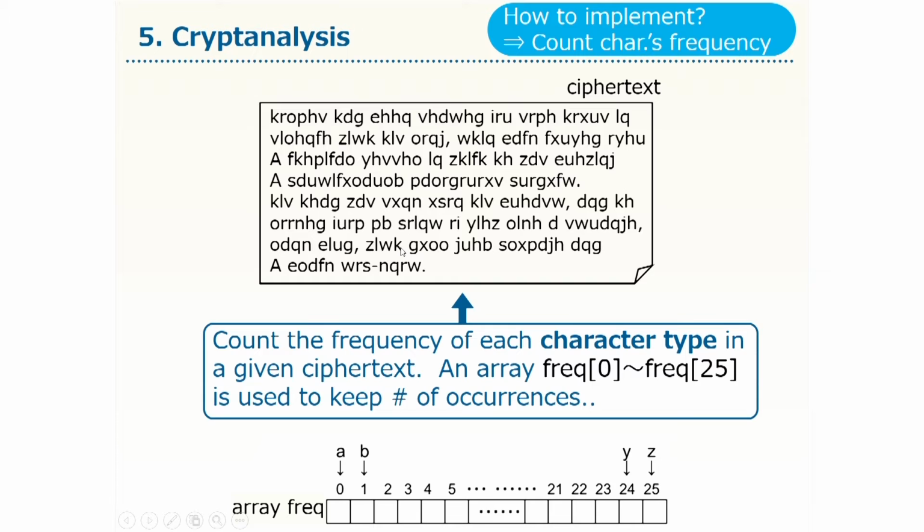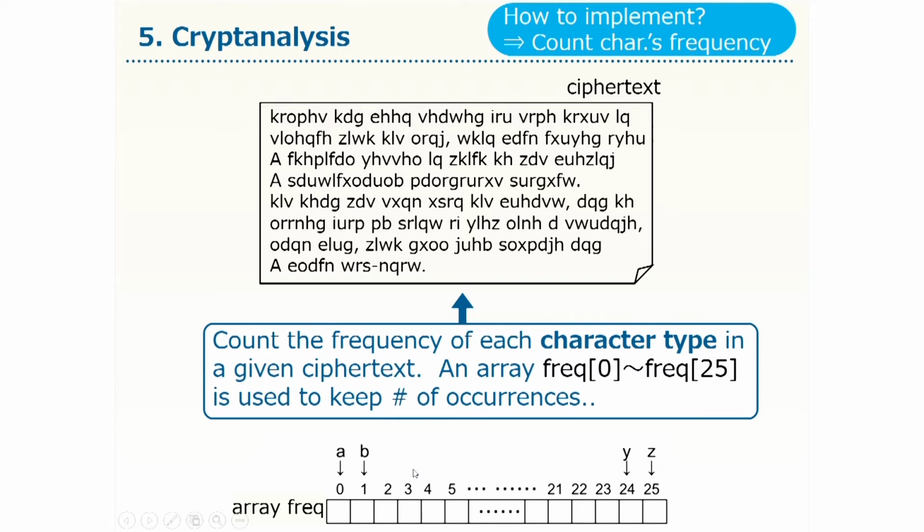Let's count the frequency of each character in the text. That is, how many times each character appears in the text. For example, we will create this array. Let's call it a frequency array, and let's name it FREQ, F-R-E-Q. This array is for counting how many times the various characters appear in this ciphertext.